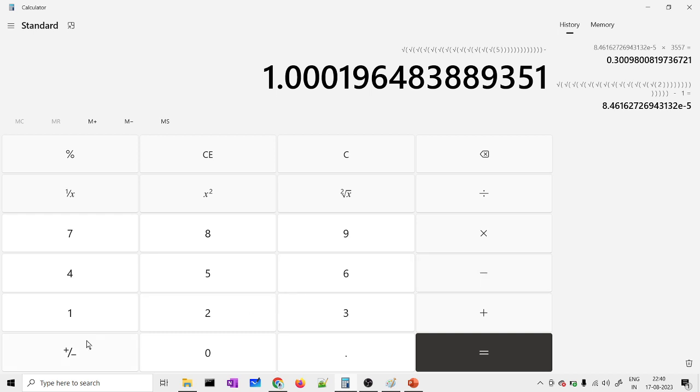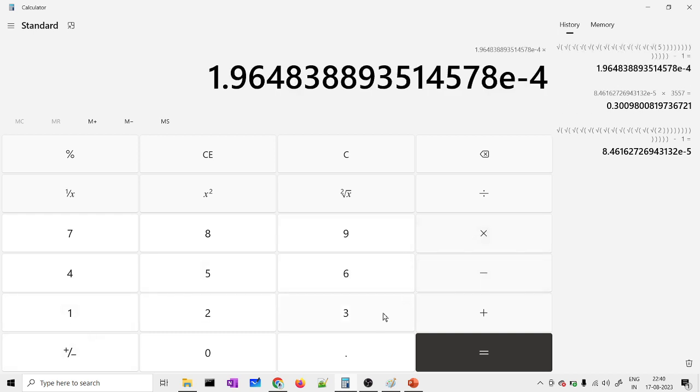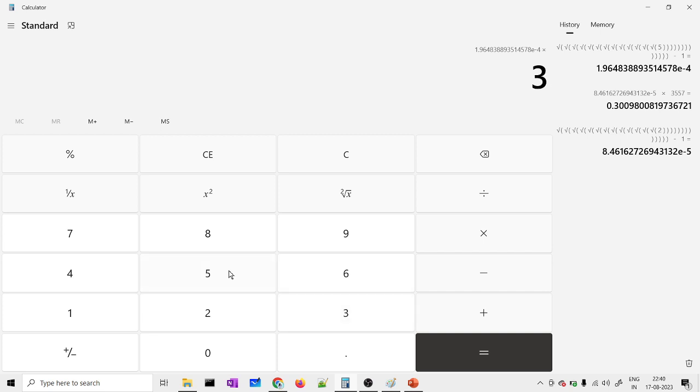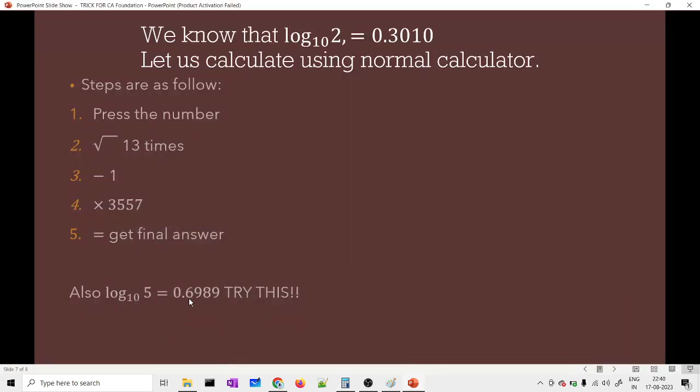Then minus 1. Then multiplied with which number? Multiplied with 3, 5, 5, 7. And at the end the equal sign. Just see the answer: 0.6989. If I approximate to 4 digits, 0.6989, which was the expected answer.